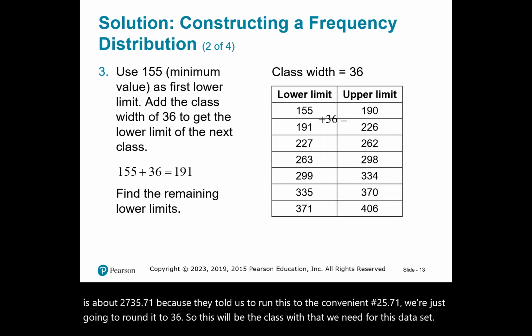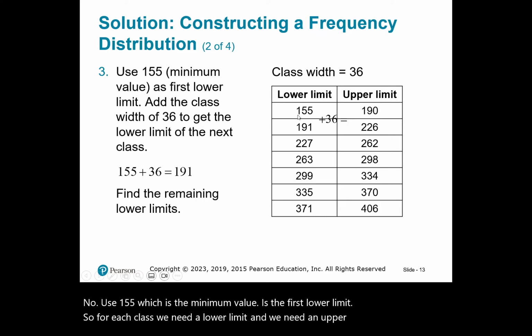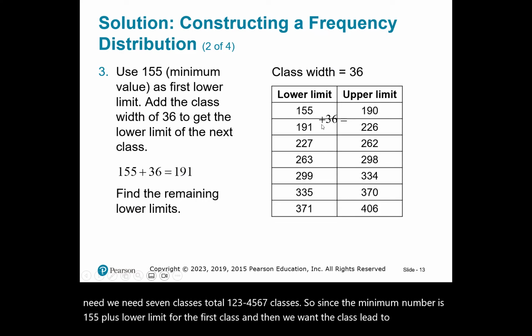Now, use 155, which is the minimum value, as the first lower limit. So for each class, we need a lower limit and we need an upper limit. And remember, we need 7 classes total: 1, 2, 3, 4, 5, 6, 7 classes. So since the minimum number is 155, that's the lower limit for the first class. And then we want the class width to be 36, so we're gonna add 36 to this number.